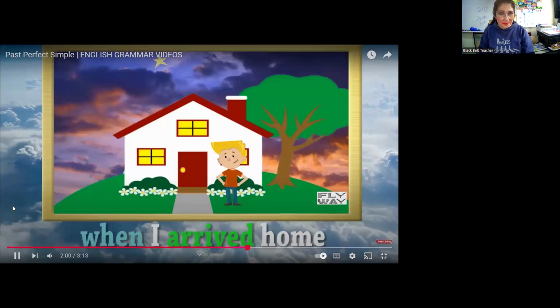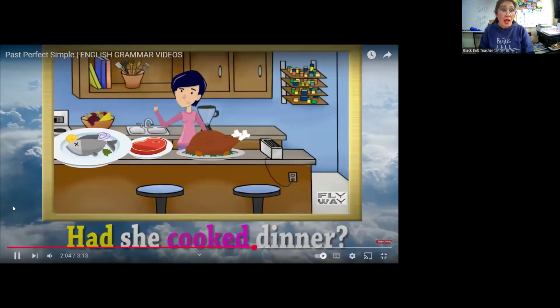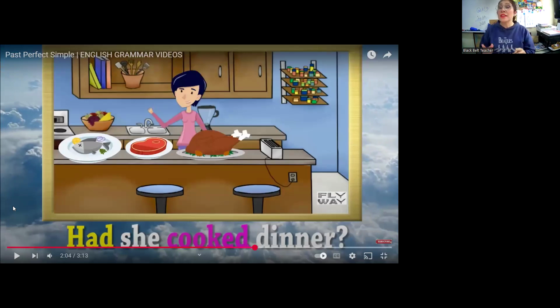When I arrived home, had she cooked dinner? Okay, so when we ask questions using past perfect, the auxiliary goes before the subject. We always do that with yes or no questions with verb to be, modal verbs, and have, has and had as well. So, had you done? Had you cooked dinner? Had you called me? Você havia me ligado? Você tinha preparado o jantar? Had you?